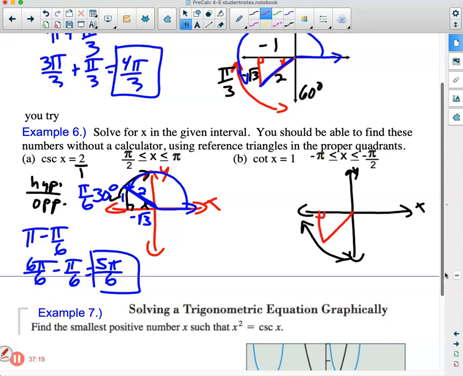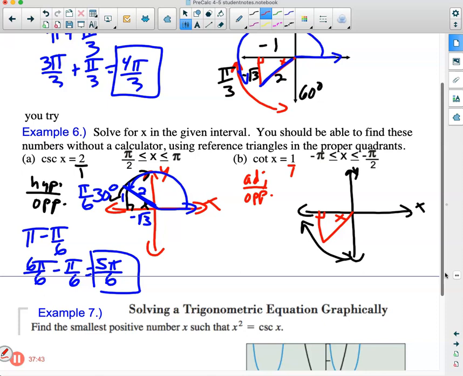Drawing my reference triangle, putting a little x in there, and I start thinking, cotangent, huh? Cotangent is what you get when you flip tangent. Tangent is opposite over adjacent, so this is going to be adjacent over opposite, and it has to be 1 over 1. I need 2 1s in my triangle. Ooh, I know that one. That's a 45, 45, 90.